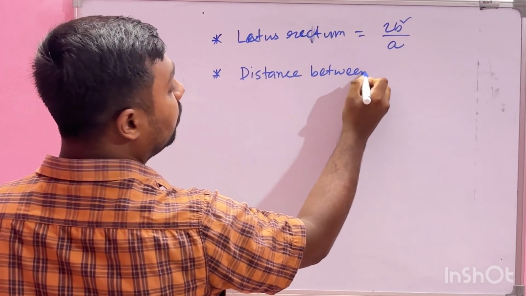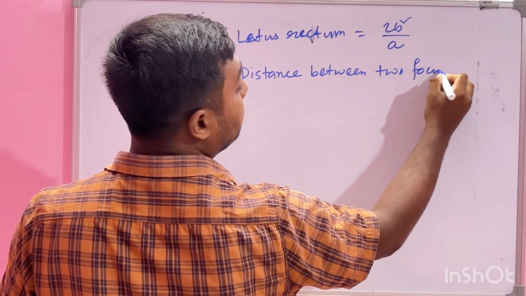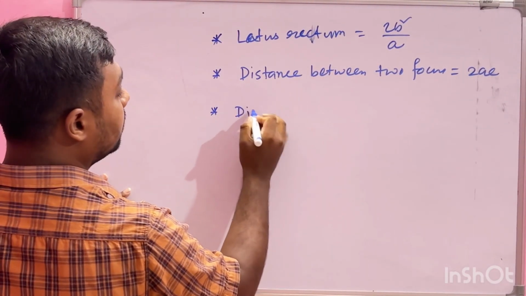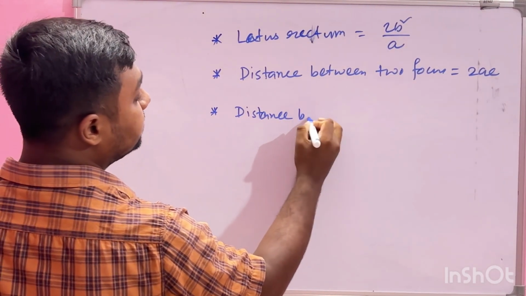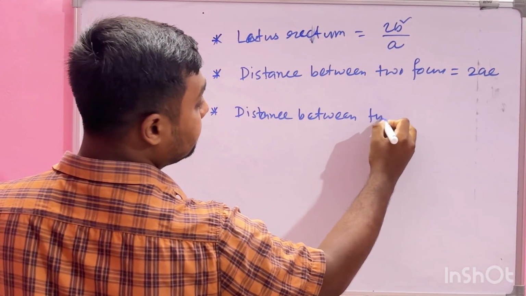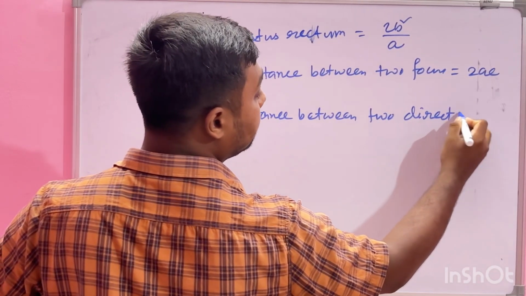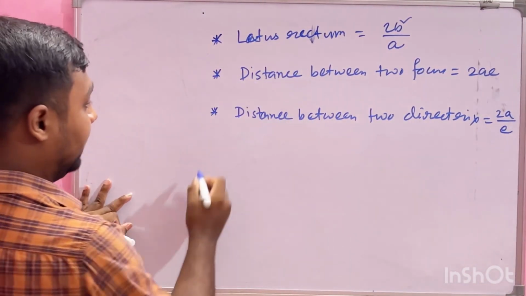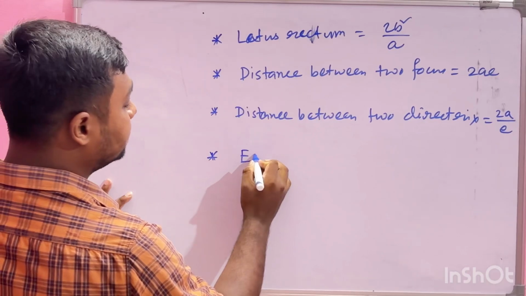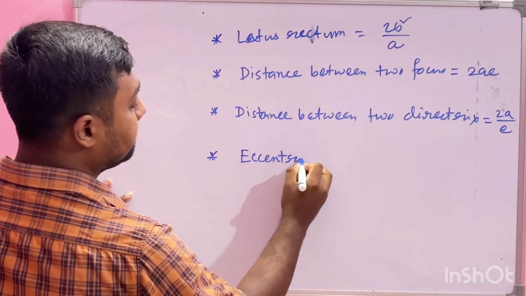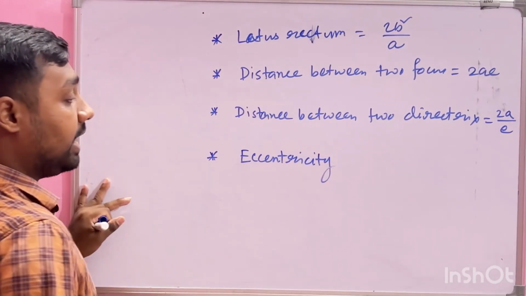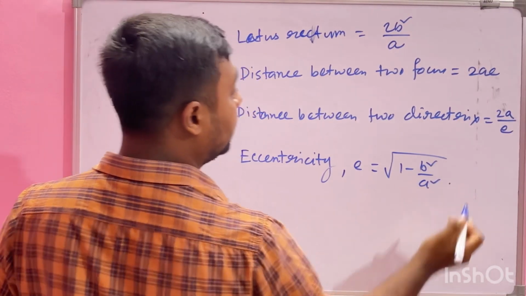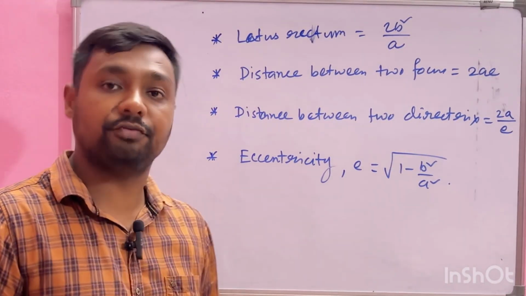Distance between two foci is always 2ae. Distance between two directrices is 2a by e, and the most important thing, eccentricity. Eccentricity e of every ellipse will be √(1 minus b square by a square). So these 4 points are fixed for every ellipse.